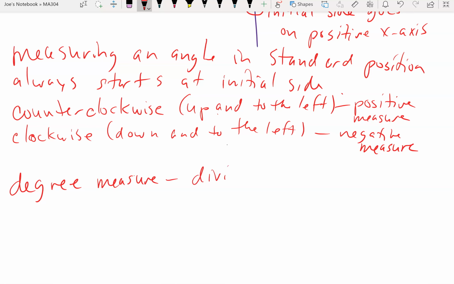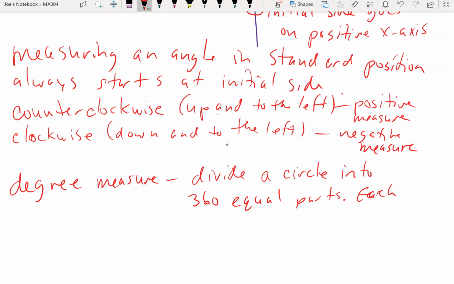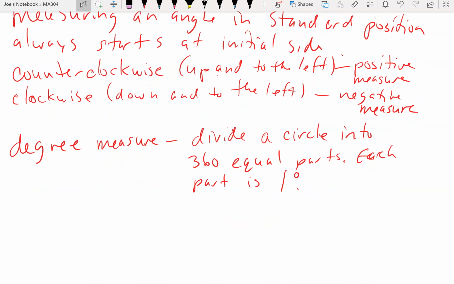So the degree measure, basically what we talk about is we divide a circle into 360 equal parts, and each part is 1 degree. And we use a little superscripted 0 for the degree. That one's one that you're probably familiar with, right? So some of the ones that are important for our purposes.